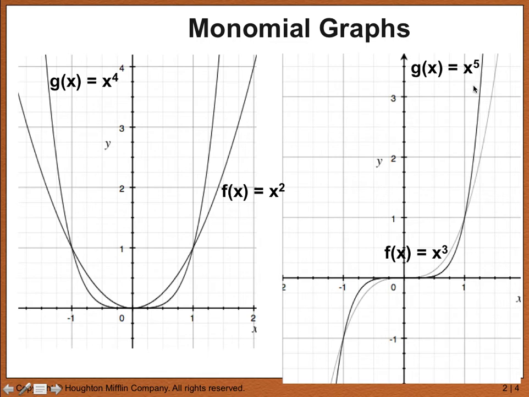So x to the fifth has a degree of 5, x to the third, x cubed, has a degree of 3. When the degree is odd, the graphs fall left and rise right.